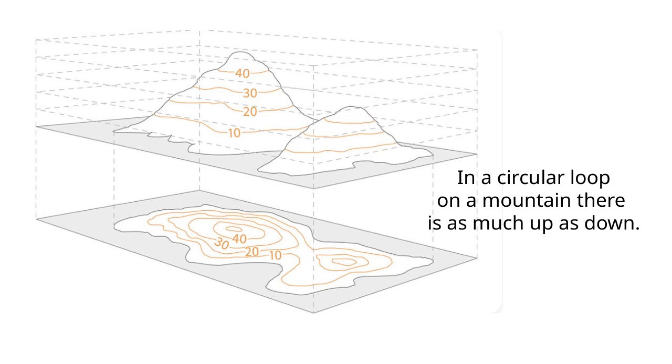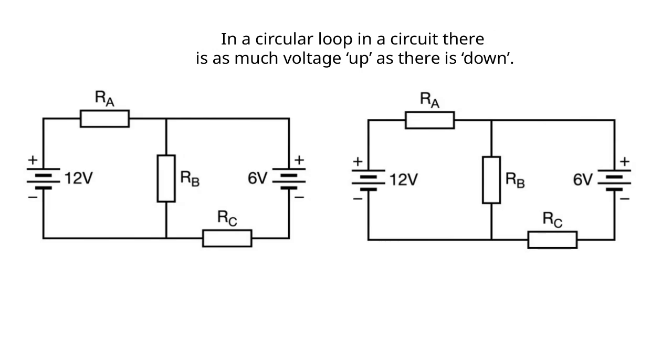Consider a circular walk on a mountain. The amount of climbing up is balanced by the amount of going down. The elevation rises and falls in a way that the total ascent you make going uphill equals the total descent you experience going back down. When we look at a circular loop in a circuit, the total voltage changes going around the loop always add up to 0. That means the voltage rises, like those provided by batteries, are balanced out exactly by voltage drops, like the ones across resistors.